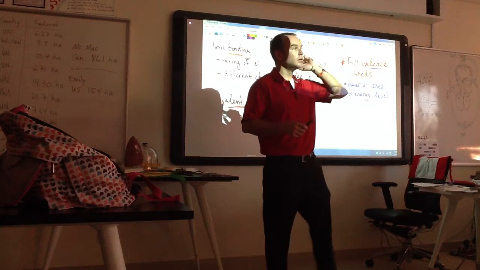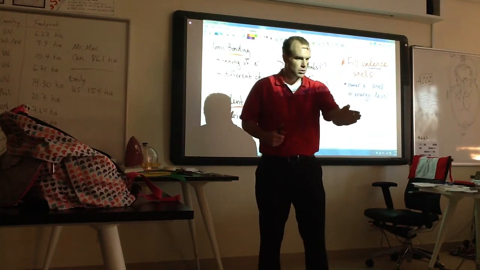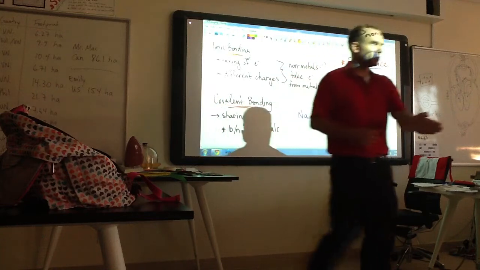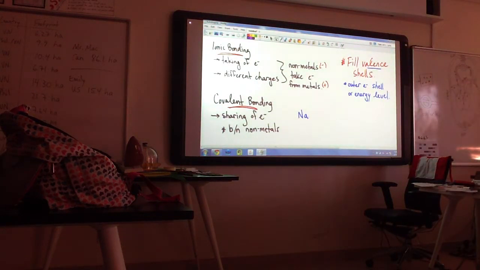Because it's in the what? It's in the first column, right? Didn't we remember what we call those? We called the columns something, and then we called the rows something else. Which one was groups, the rows or the columns? One was groups and one was periods. Groups this way, periods this way. Yeah, that's it. Right, so the group is the column that we're in.